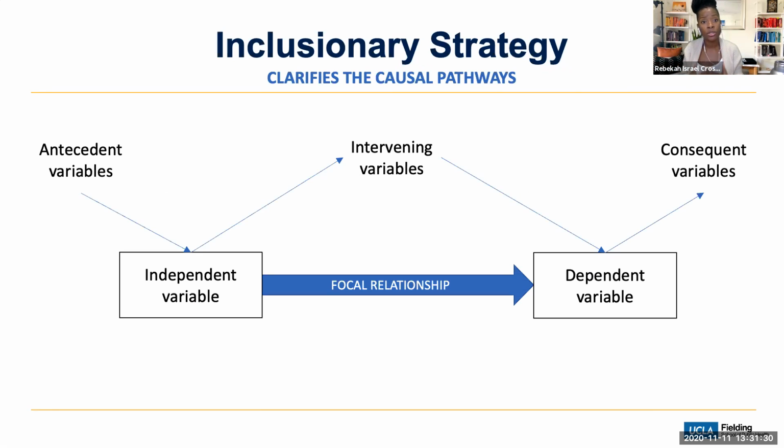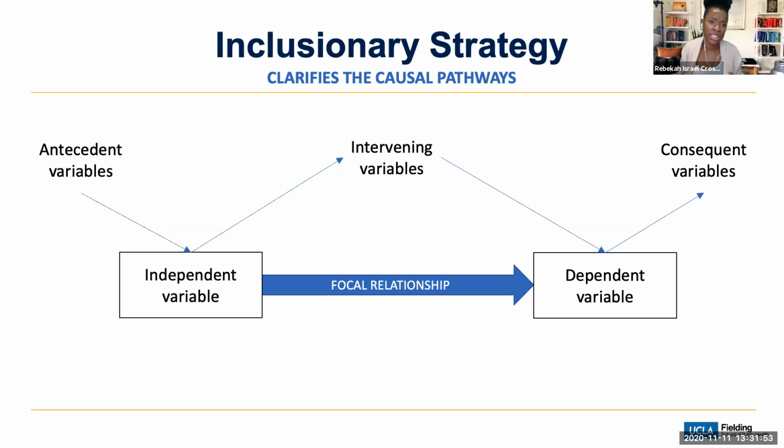But the inclusionary strategy seeks to incorporate variables that actually help to explain the relationship according to the theory that you're testing, or the theory that you're trying to refine. The antecedent variables in the top left corner of your screen are variables that cause the independent variable.